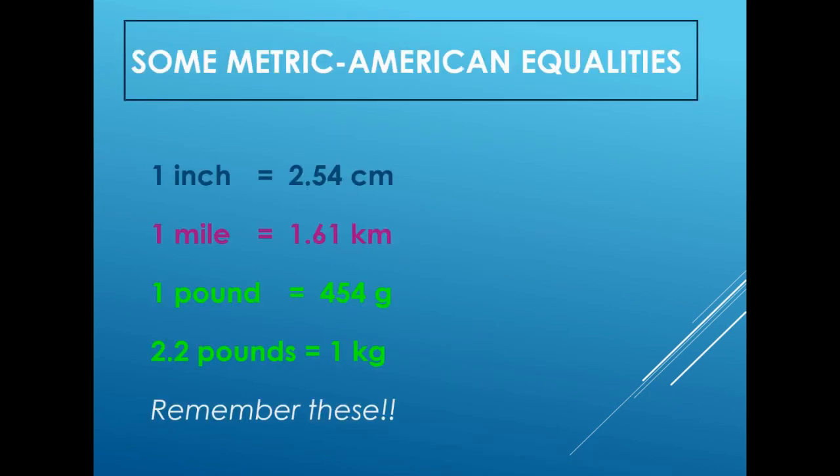Now, in order for this to work, we need to know the values of a measurement in different units. So here are a few that we will run into quite a bit. 1 inch is equal to 2.54 centimeters, while 1 mile is 1.61 kilometers. A pound is 454 grams. 1 kilogram is 2.2 pounds. These are pretty common conversions that we're going to be using in our classroom, so you want to remember these.